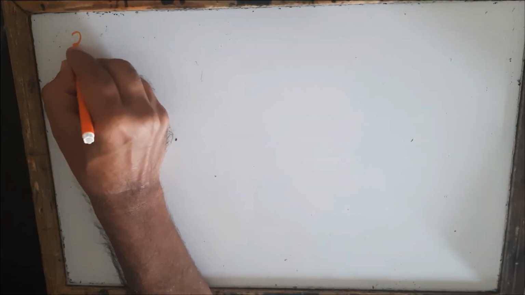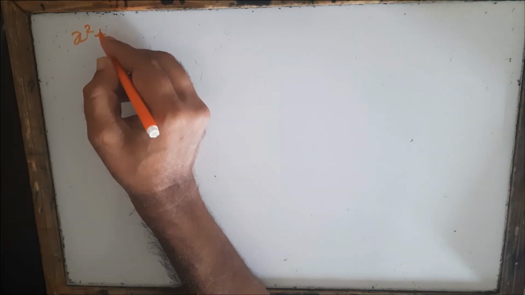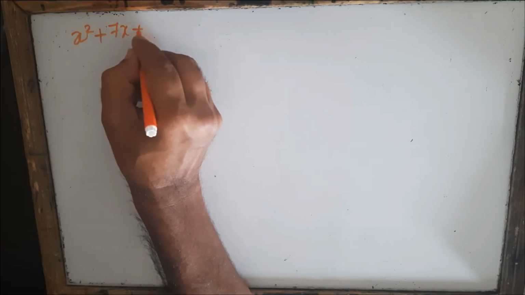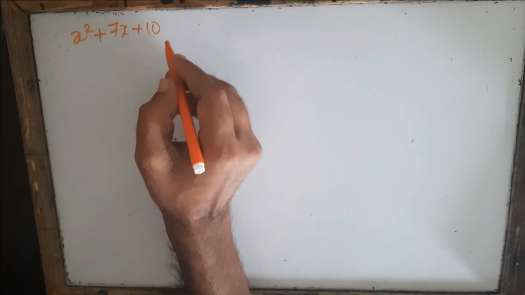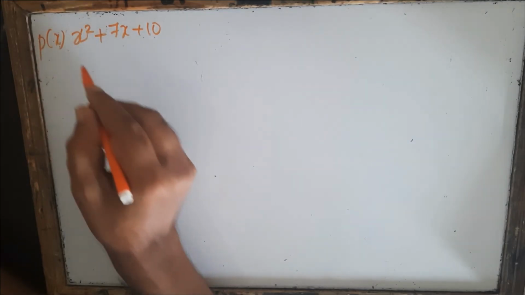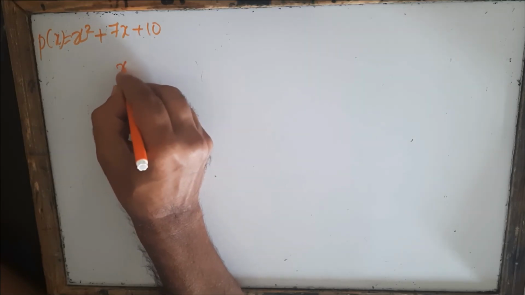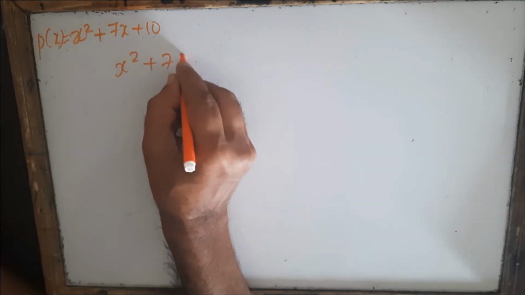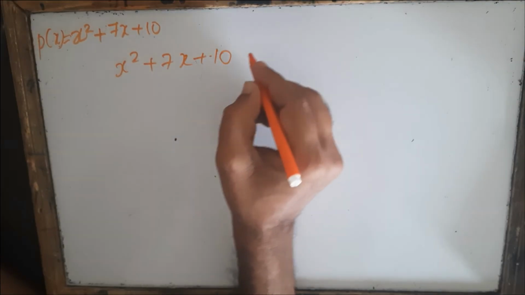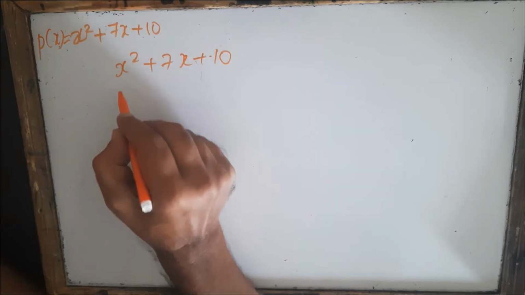Let's take an example of a quadratic equation: x square plus 7x plus 10. So here, in x square plus 7x plus 10, we want the zeros of the quadratic equation. This we call a quadratic equation.